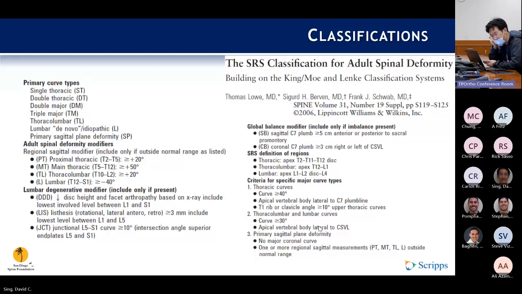They also added this lumbar degenerative modifier, trying to account for disc degeneration and instability. Overall, with the reliability, they had 14 surgeons evaluate 25 cases. The overall interobserver reliability was 0.64. For the additional modifiers, between 0.65 and 0.92, which demonstrated it was pretty reproducible.